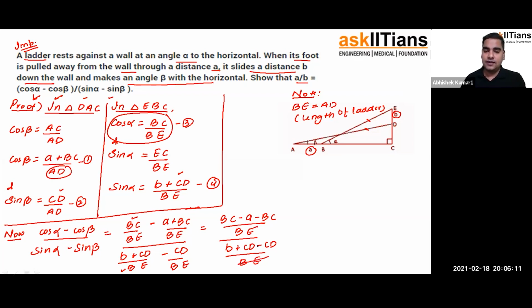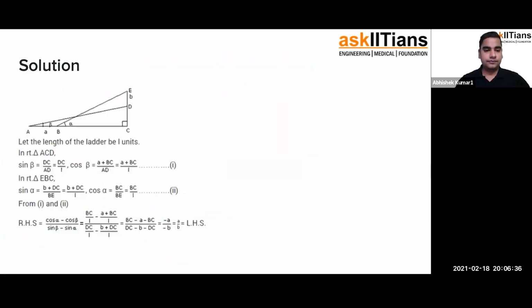BE gets cancelled. CD gets cancelled. Here we can cancel BC and BC, right? So what do we have? We have minus of A by B. Correct or not? And that's exactly what we were supposed to show in this problem, guys. Clear? You can check here also for your reference.